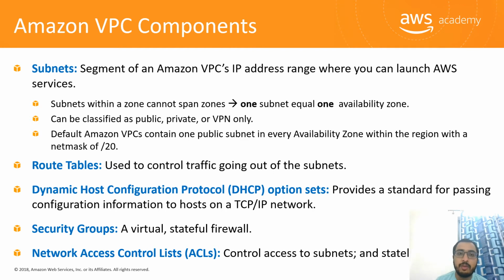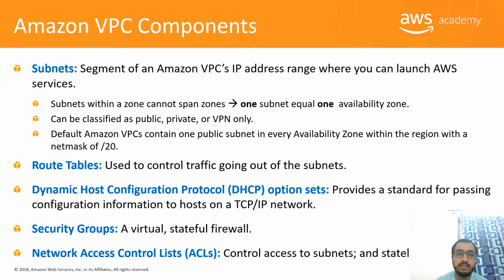So, Amazon VPC components. Amazon VPC components are like this: we can have subnets, route tables, DHCP options where we can configure DHCP, security groups, and network access control lists.